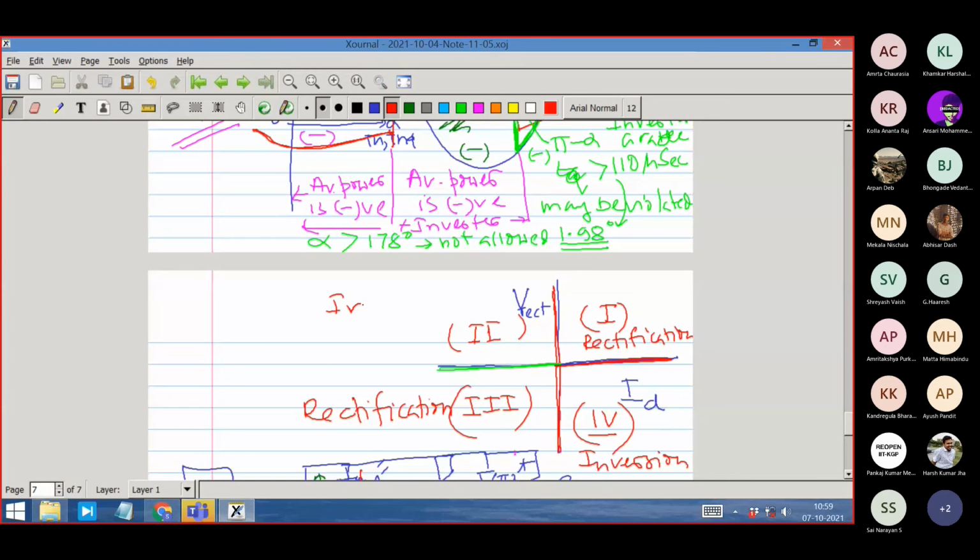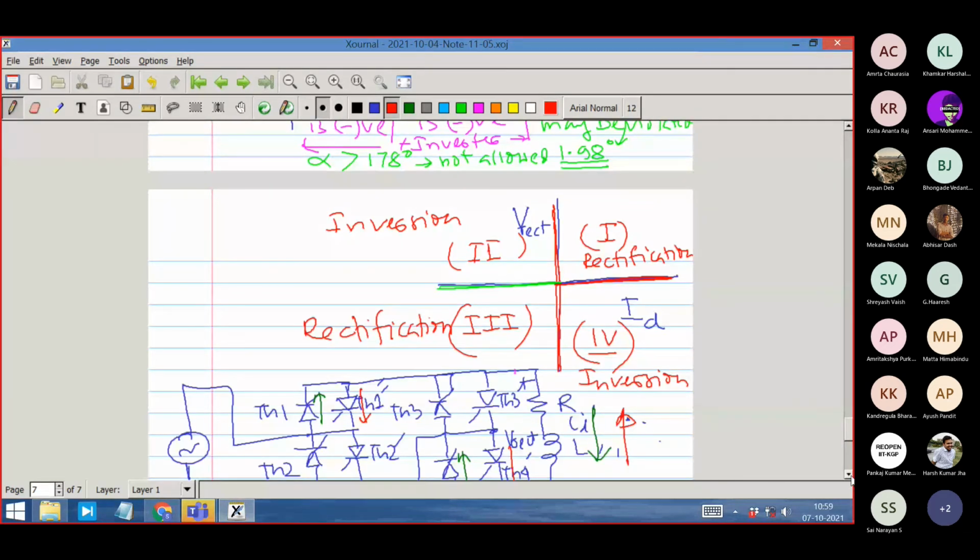Where voltage is positive and current is negative, you are creating that inversion. Where voltage is positive and current is positive, rectification; voltage negative, current negative, rectification; and current positive, voltage negative is inversion. This is 4 quadrant operation, called the most versatile thing. 4 quadrant of operation is there.